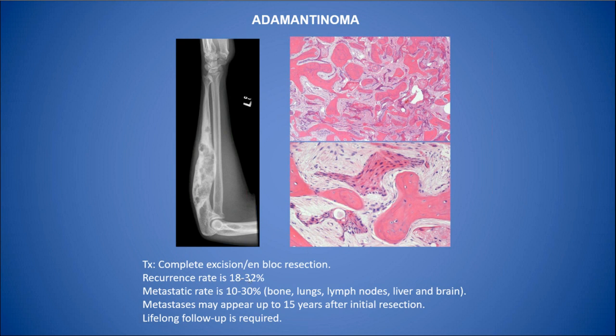The recurrence rate is almost up to a third of the cases. The metastatic rate is between 10 and 30%, depending on the series, and it happens to bone, lungs, lymph nodes, liver, and brain. They may occur very late, even decades after the initial resection, so long-term surveillance is necessary in these patients.